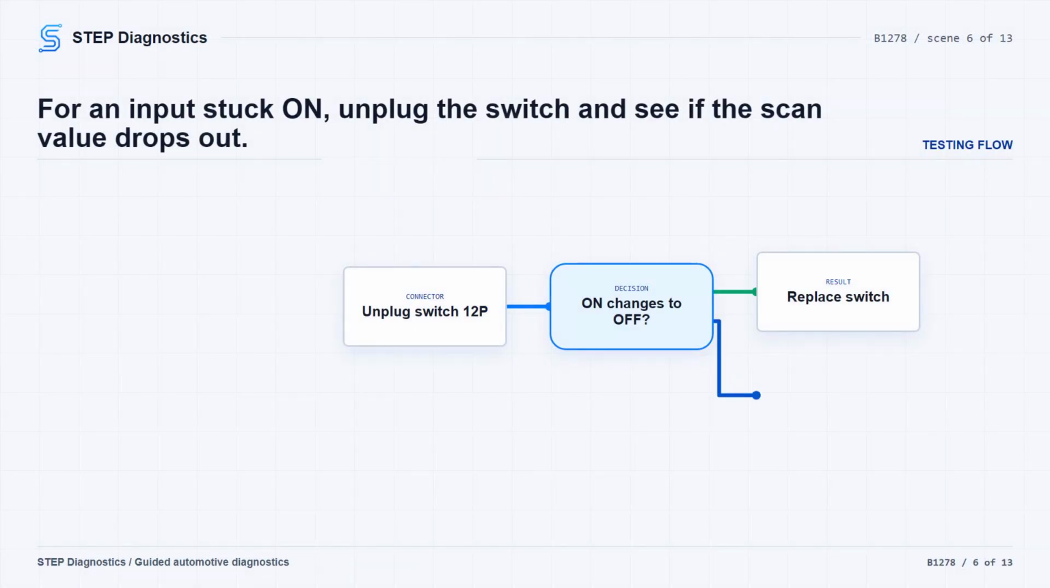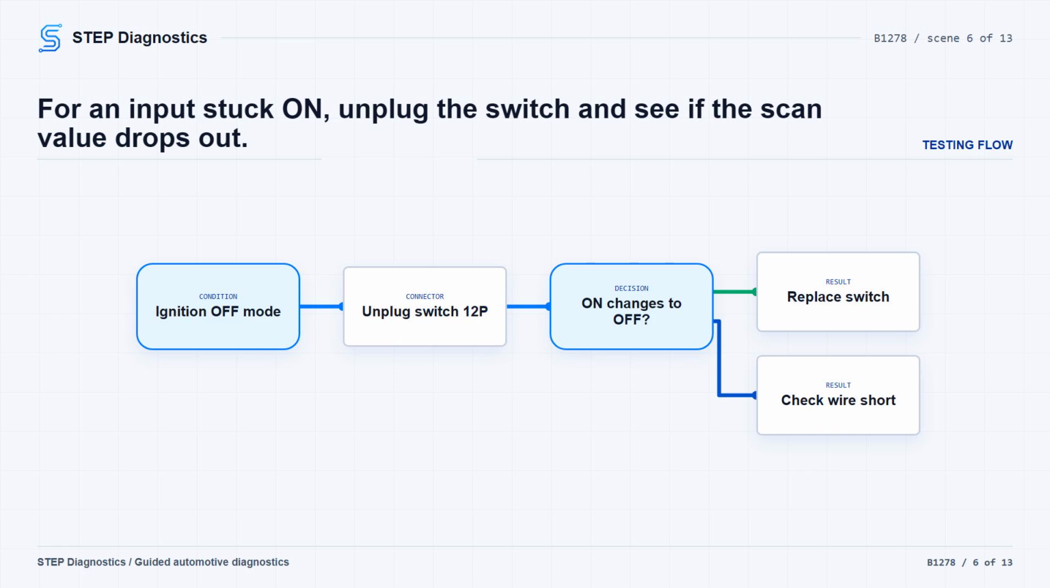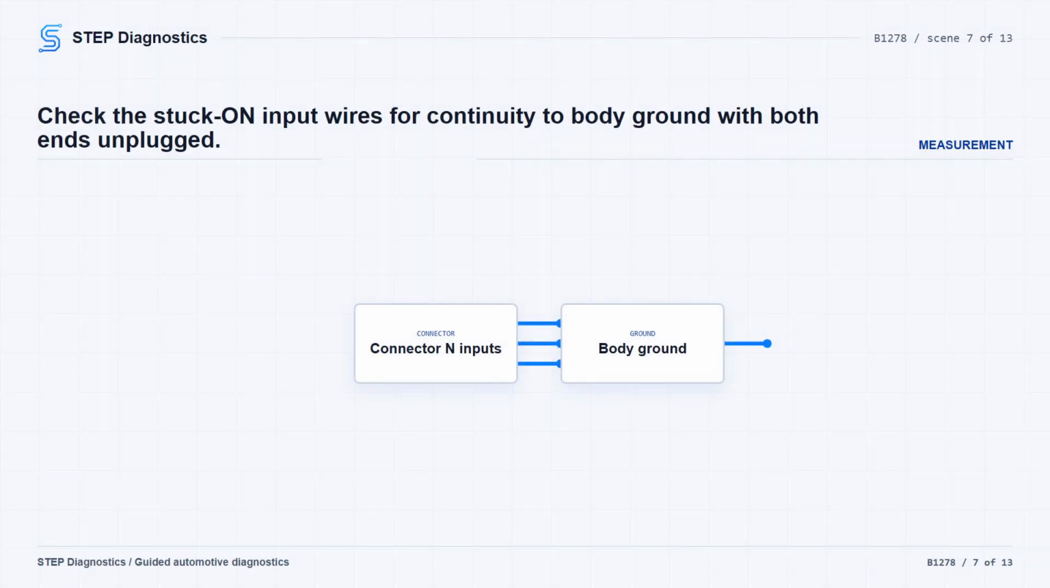For an input that is staying on, turn the ignition switch to lock 0, or press the engine start/stop button to select the OFF mode. Disconnect the combination light switch 12P connector, then check the same HDS parameters. If the data value changes from on to OFF after unplugging the switch, replace the combination light switch. If it does not change from on to OFF, leave the switch connector disconnected and continue with the shorted wire check. With the ignition still at lock 0 or OFF mode, disconnect under-dash fuse/relay box connector N20P.